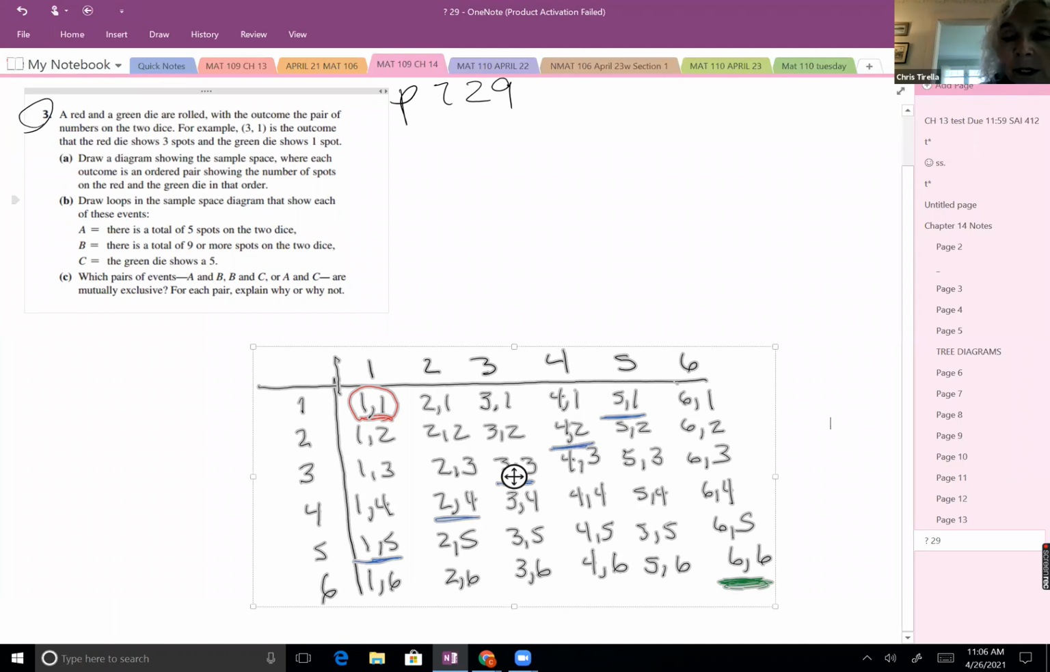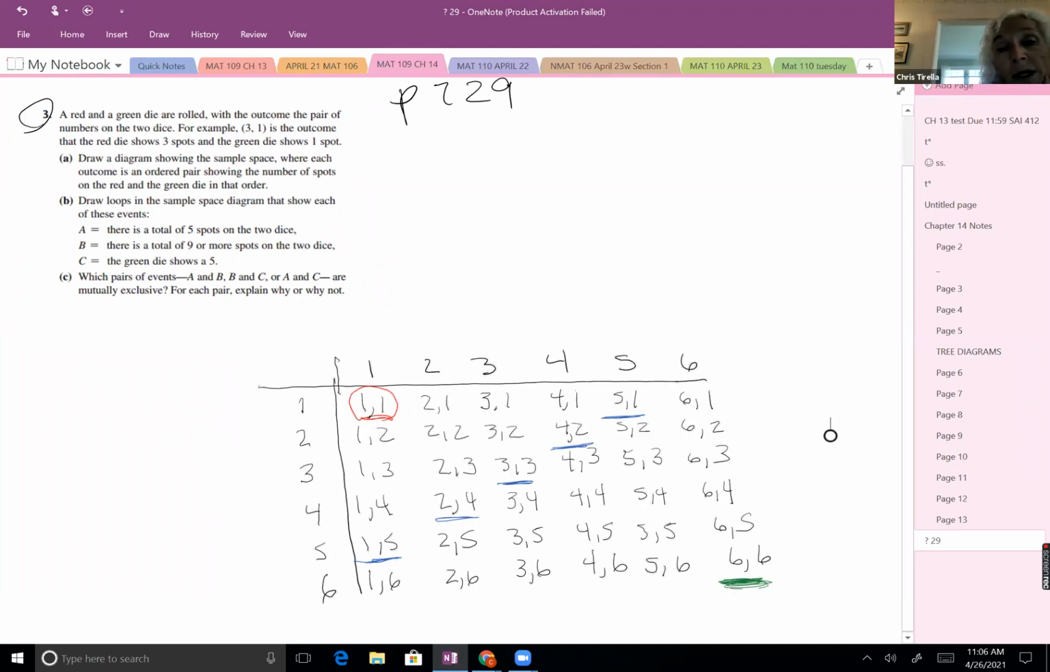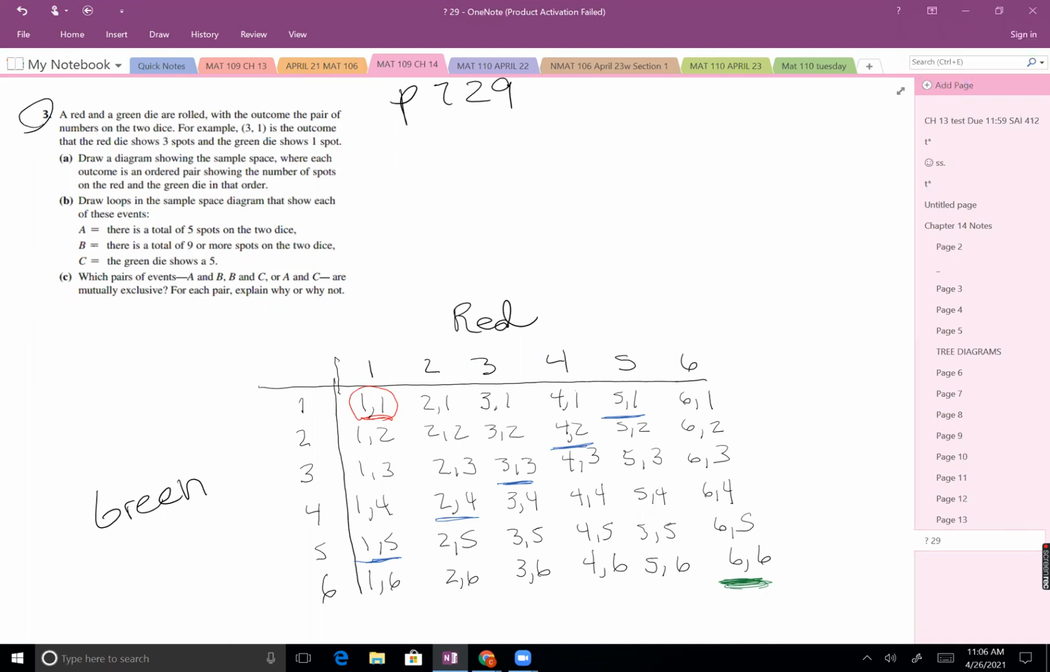They had said that the first one is the red and the second one is the green. So here, when we filled in this table, the first numbers came from the top, so we'll say that those are the red die, and the second ones are on the side here, so we'll say that this is our green die. Do you remember creating this sample space with the ordered pairs for rolling 2 dice? Yes.